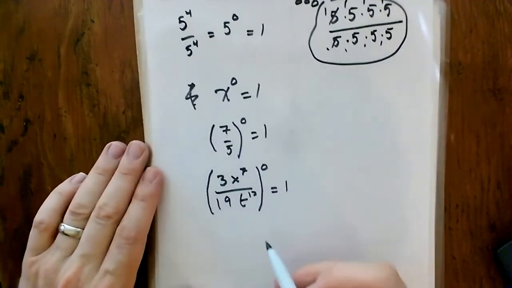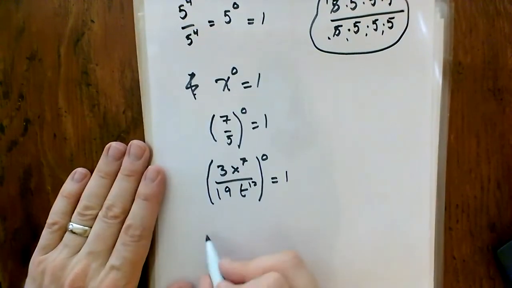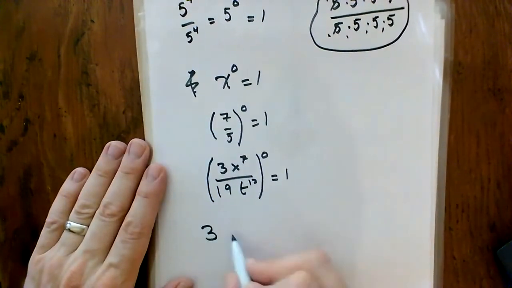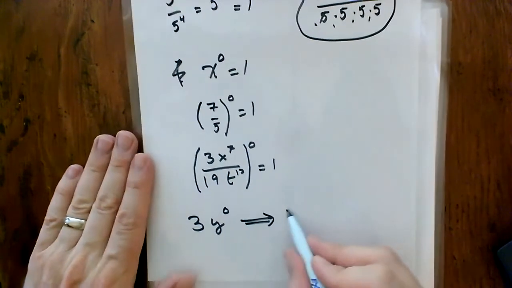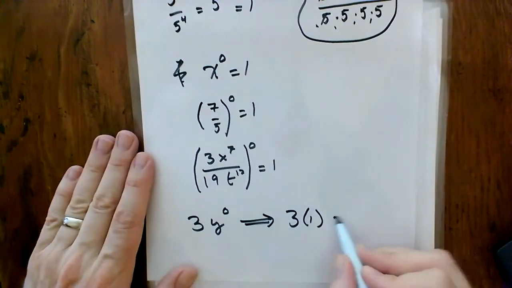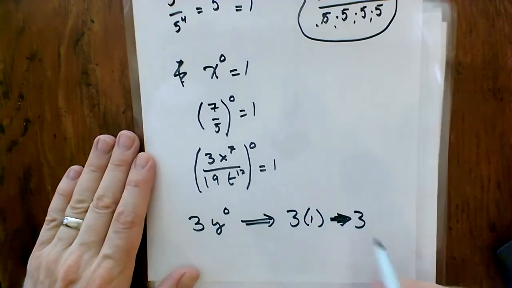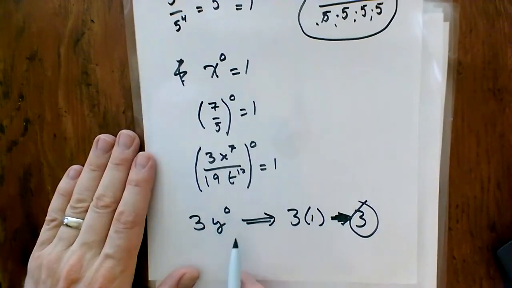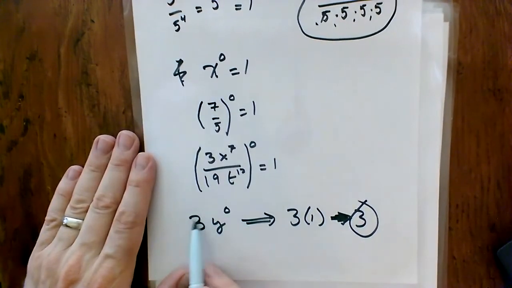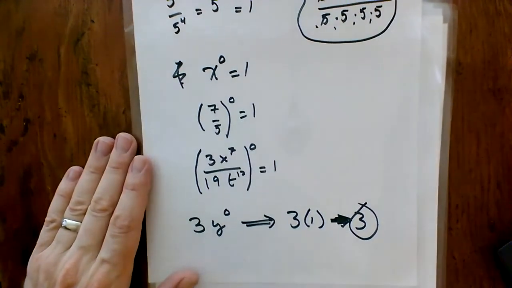Now, I said this is a source of many a dirty trick. Here is where the dirty tricks come in. I could have something like 3y to the 0th power. This is going to be the same thing as 3 times 1, which is 3. So remember, exponents only apply to what they touch. They are not going to apply to any coefficients or any other terms other than what they're on.